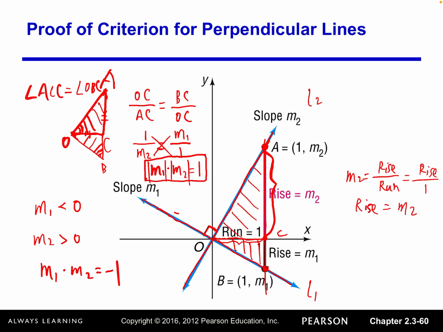Okay, the absolute value of M1 times M2 should equal 1. And then from the sign of the slope, we can tell M1 slope is negative and M2 is a positive value. So M1 times M2 should be -1, which proves the criterion for perpendicular lines. I hope that makes sense to you. And then you can also use the right triangle, A squared plus B squared equals C squared, to prove it. Use the distance formula, you can prove this criterion as well.